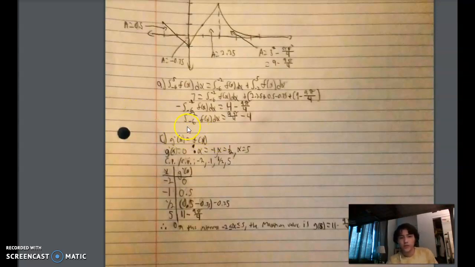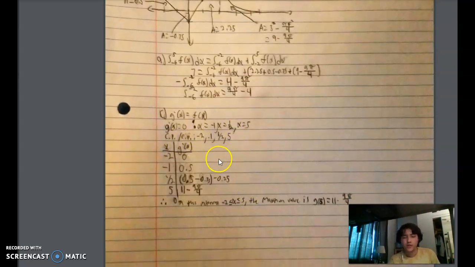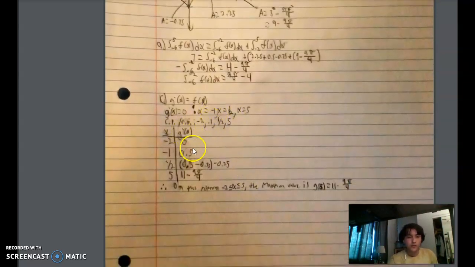And so because I know this, I know that when g prime of x equals 0, or when f of x equals 0, x equals negative 1, x equals 1/2, or x equals 5. And so those are my critical points, and then I also have my endpoints of negative 2 and 5. So in total, that gives me negative 2, negative 1, 1/2, and 5 that I have to test. So at x equals negative 2, g is 0, at negative 1 it's 0.5, at 1/2 it's negative 0.25, and at 5, it's 11 minus 9 pi over 4.